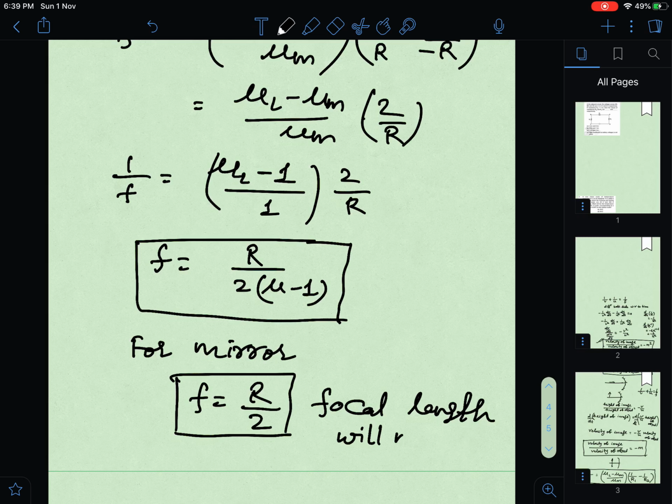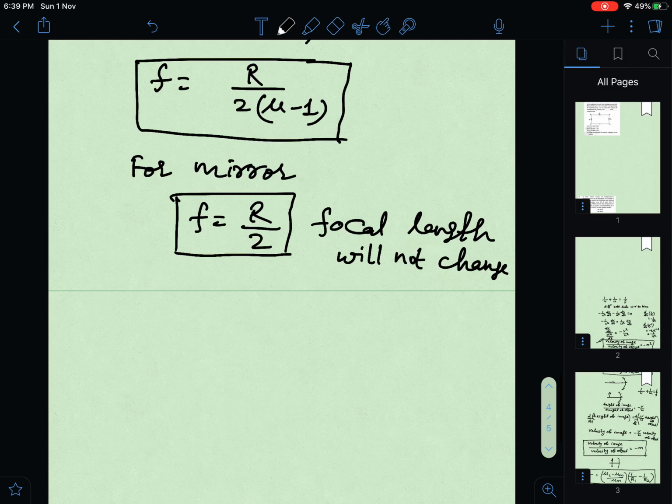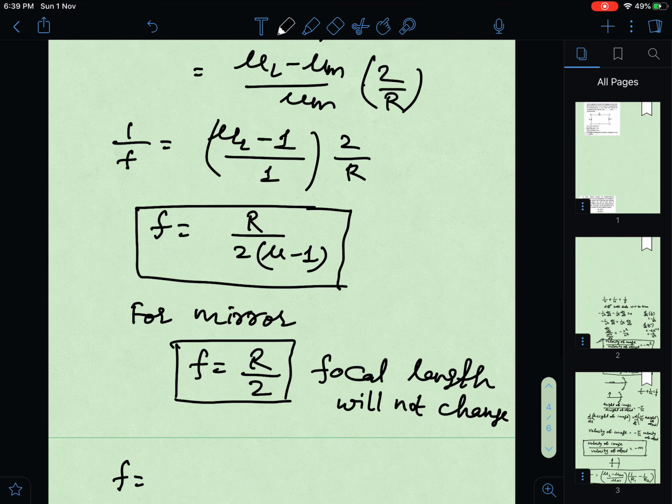But what will happen if we take this as a lens? The surrounding is now not air. The refractive index is not 1 now, because the surrounding is water now.